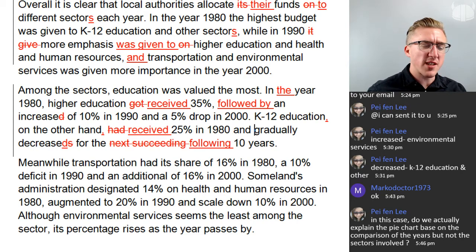So check your subject and verb here. K through education received 25%, and K through education decreased. The education didn't decrease, right?